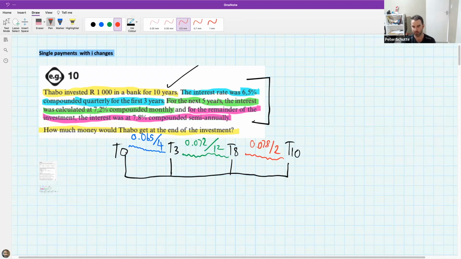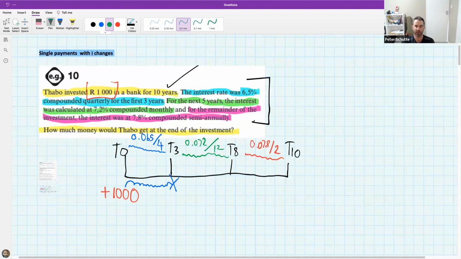Number of years, yes, you have to go from 0 to 10. I was thinking I haven't spoken about the 1,000 Rand in the bank account. So at the bottom here, I am going to put 1,000 in line with T0. So that 1,000 needs to go through a journey. The first journey it needs to do is it needs to go till here.